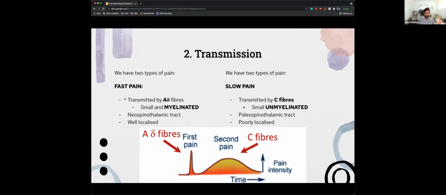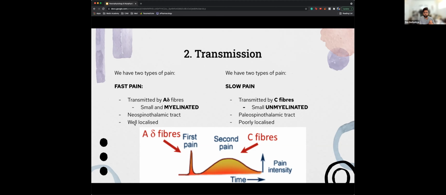The 2 types are fast pain and slow pain, where fast is transmitted via the A delta fibers, and these are small and myelinated. So what does small and myelinated basically mean? Myelinated basically means it's going really fast. If you have an unmyelinated nerve, it's going to be slower at transmission. And this means that this type of pain is well localized. So, you prick yourself with something that will be going through your A delta fibers.